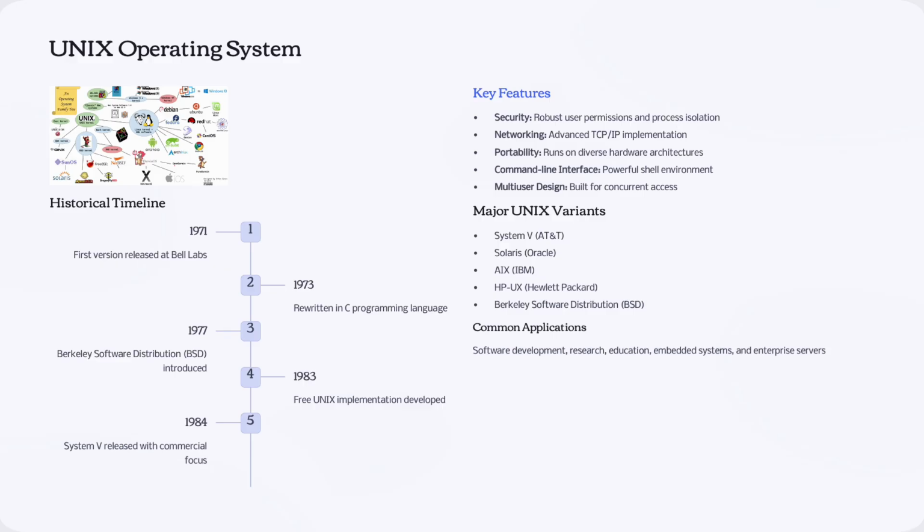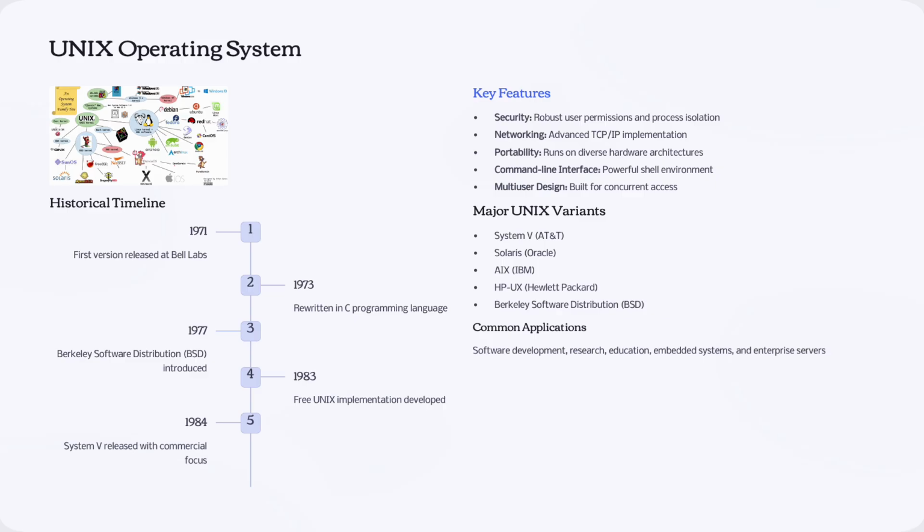Unix operating system. Unix dates back to 1971 and has shaped many modern OS. Key features include robust security, advanced networking, and portability. Variants like Solaris, AIX, and BSD still serve research and enterprise. Its design principles inspired Linux and Mac OS. Unix remains a foundation for servers, development, and education.